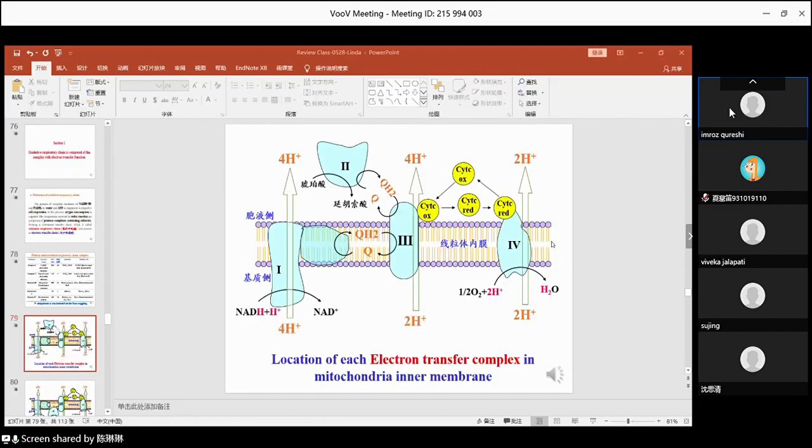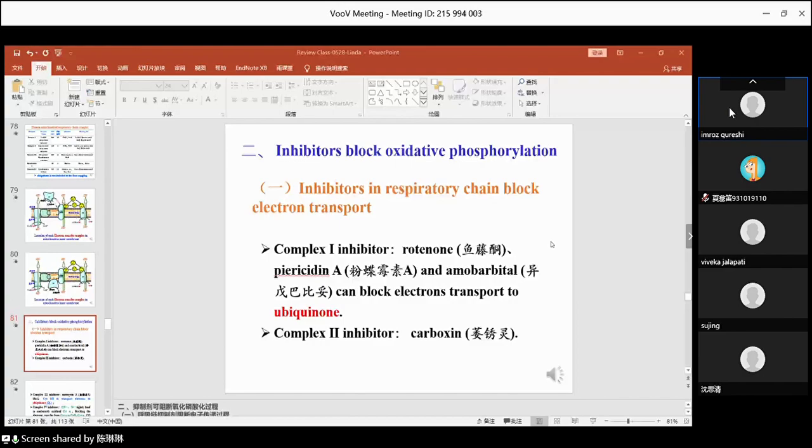And next, an important part in this chapter is the inhibitors in the respiratory chain. Also, I will give you some single choice questions in this part. You should remember each inhibitor of complex 1, 2, 3, and 4 very clearly, okay?